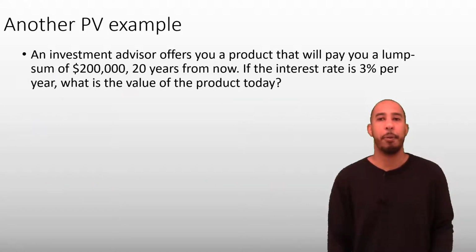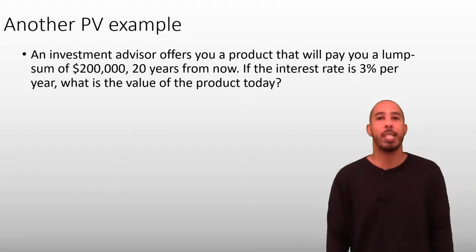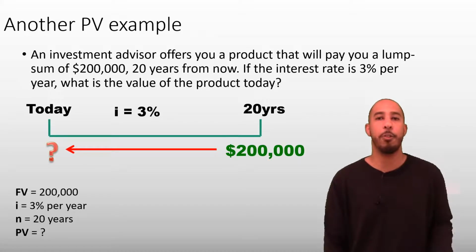Let's do another example. An investment advisor offers a product that will pay you $200,000 20 years from now. If the interest rate is 3%, what is the value today? We can set up the timeline and see what $200,000 will be. We'll see that that's our future value. And we want to find out the value today, the present value.